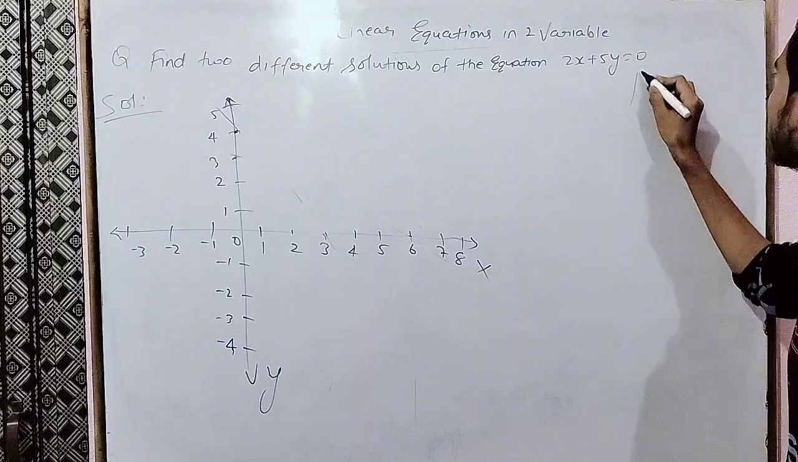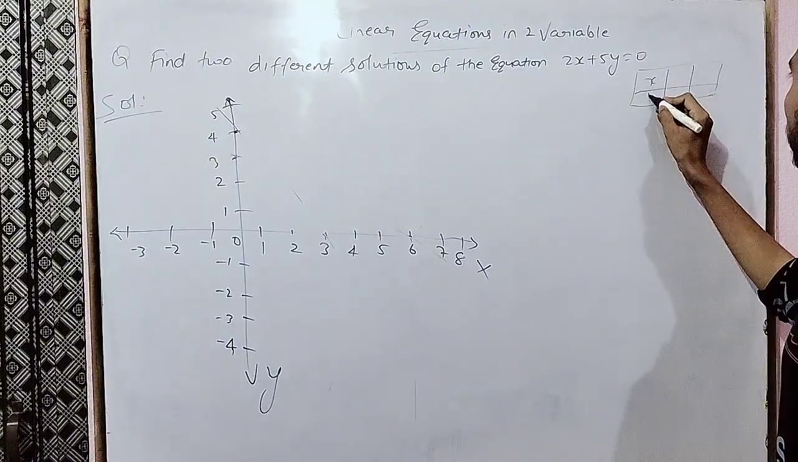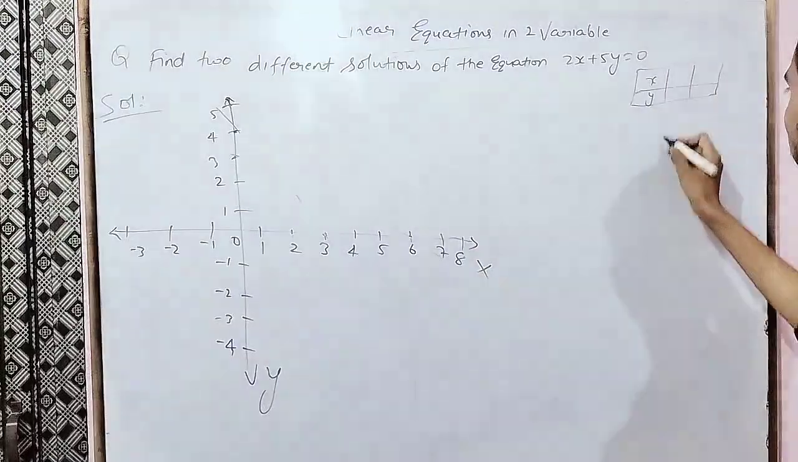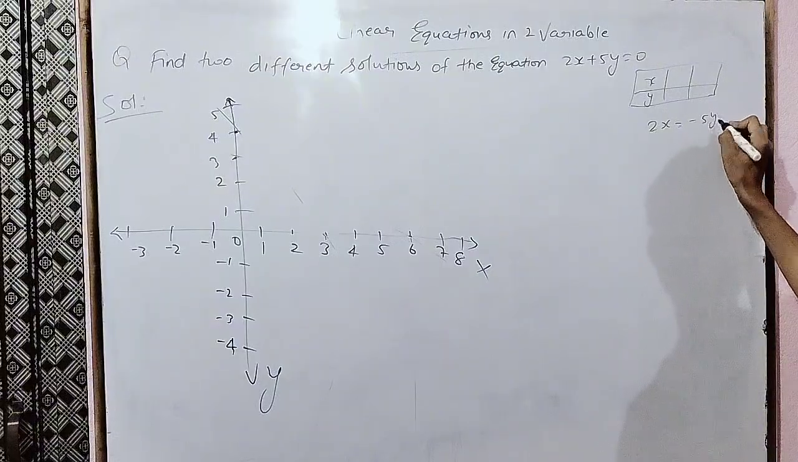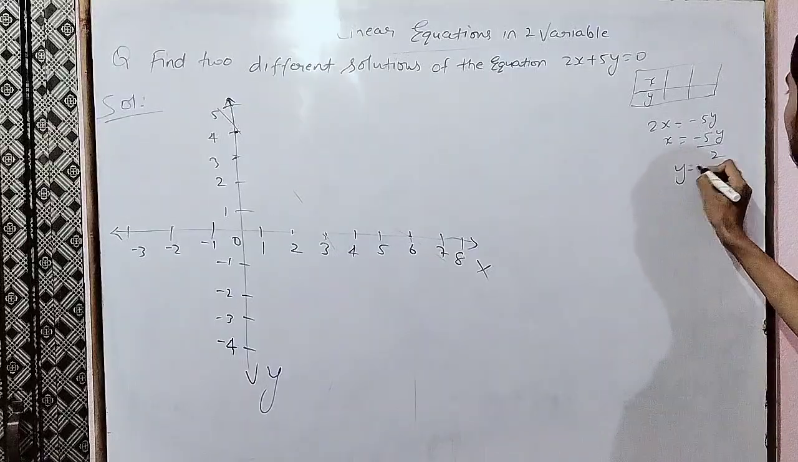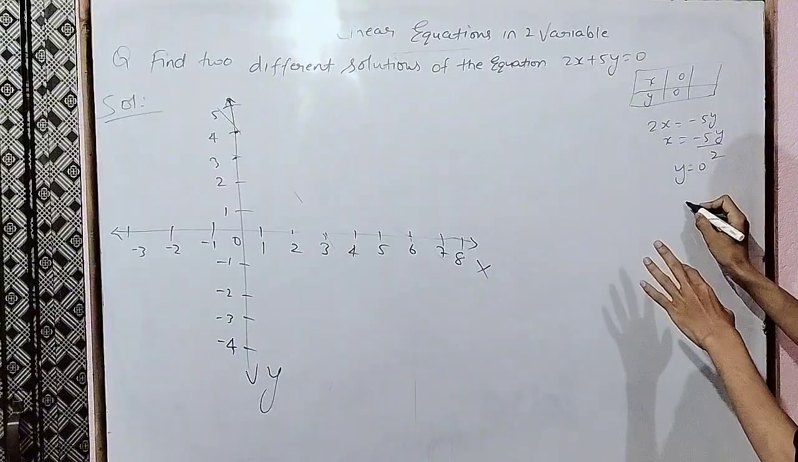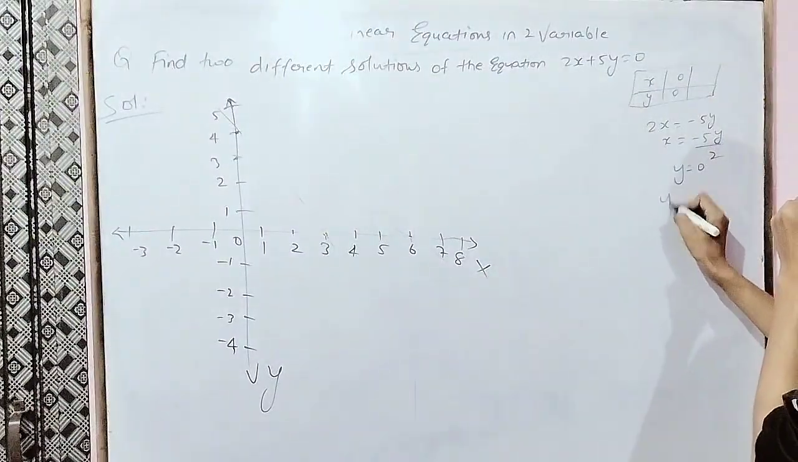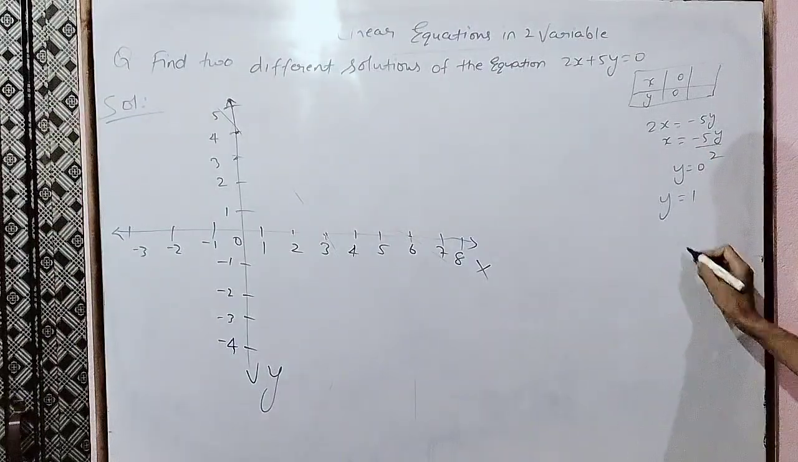So here we will create a box. Now, x = minus 5y upon 2. So if y is 0, then what will happen? x will also become 0. If y is 1, then what will happen? This will remain as a fraction.